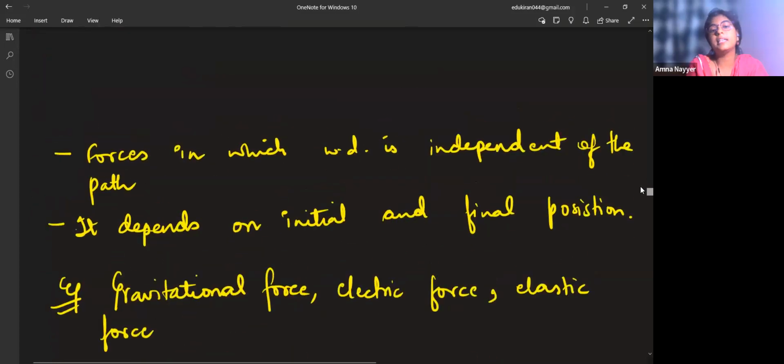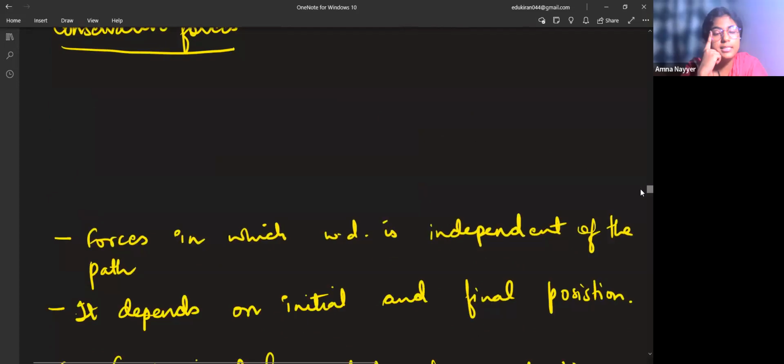Yes, the concept of conservative forces. Let's discuss this. This is very important for your theory part. See, conservative forces are those forces which just depend upon the initial and final point. They do not depend upon the path that has been traveled.